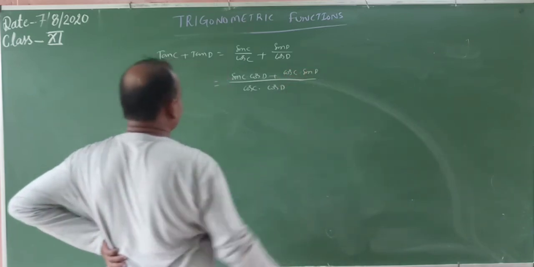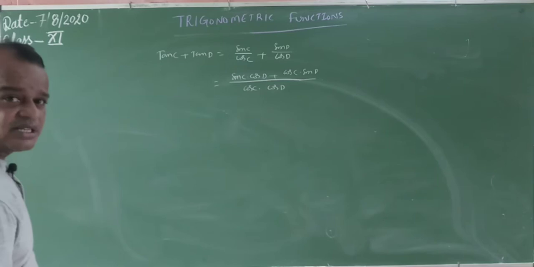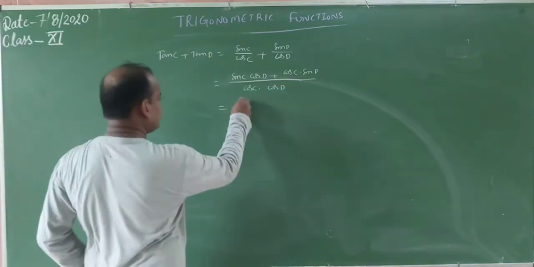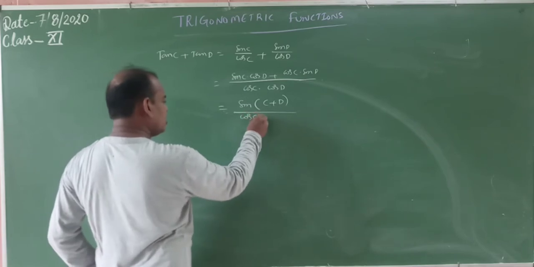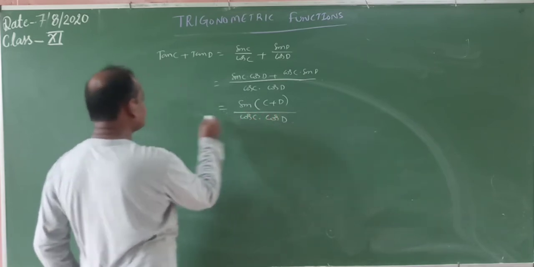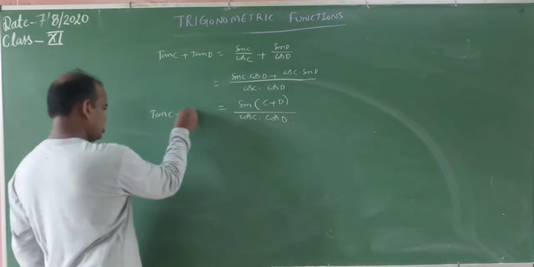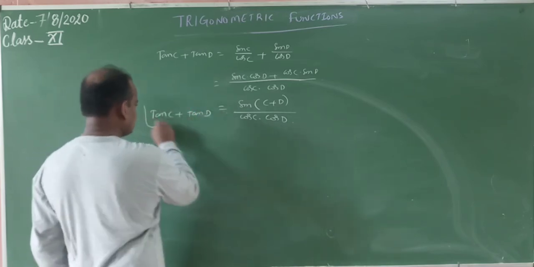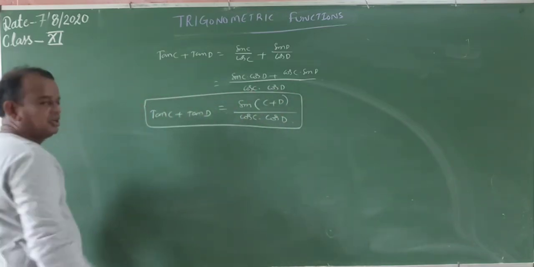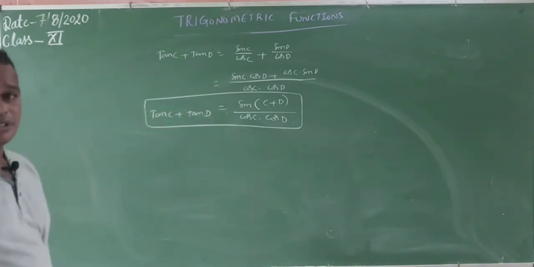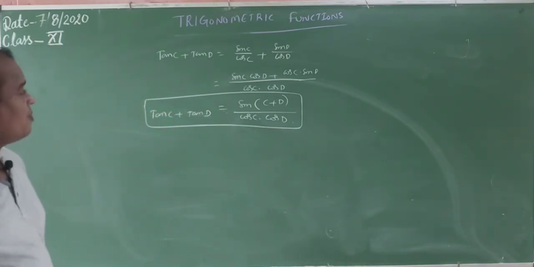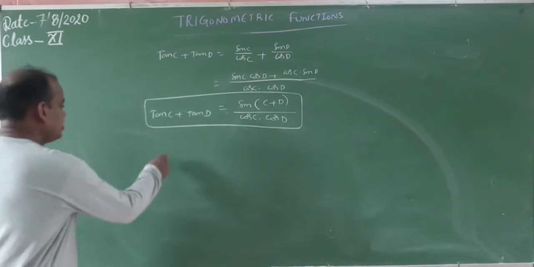What is that one? Sin A cos B plus cos A sin B is sin of A plus B. That equals sin of C plus D by cos C into cos D. This is the formula for tan C plus tan D. Remember this one: tan C plus tan D is equal to sin of C plus D by cos C into cos D. Understood or not? Yes.